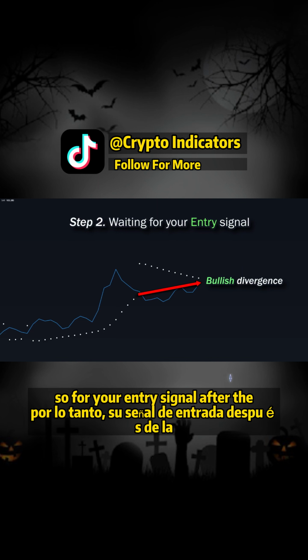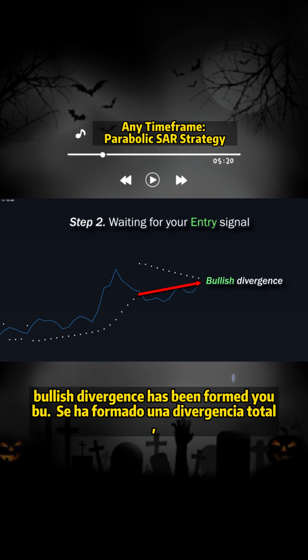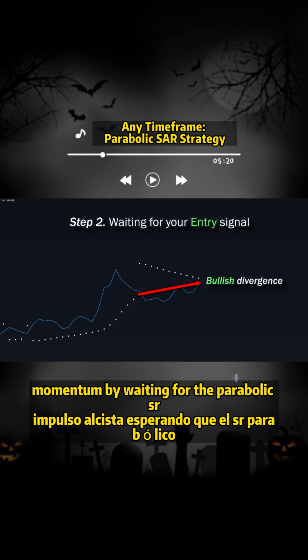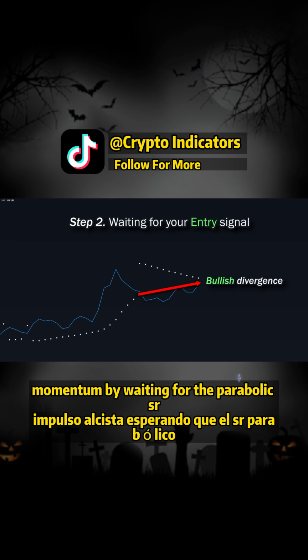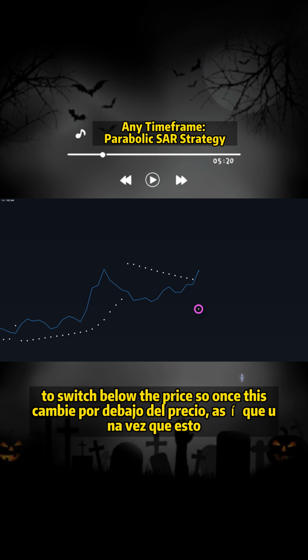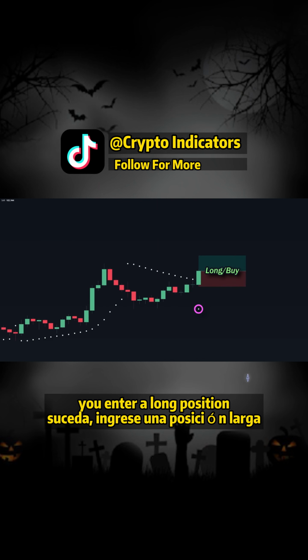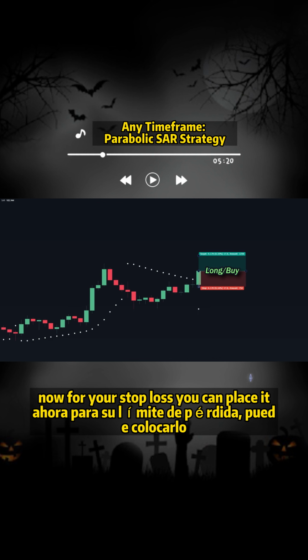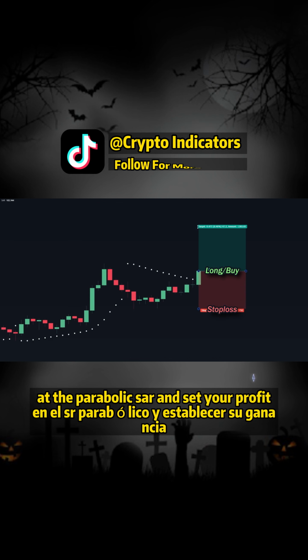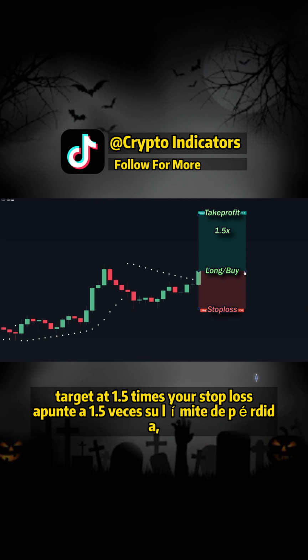For your entry signal, after the bullish divergence has been formed, you want to further confirm the bullish momentum by waiting for the Parabolic SAR to switch below the price. So once this happens, you enter a long position. Now for your stop loss, you can place it at the Parabolic SAR and set your profit target at 1.5 times your stop loss.